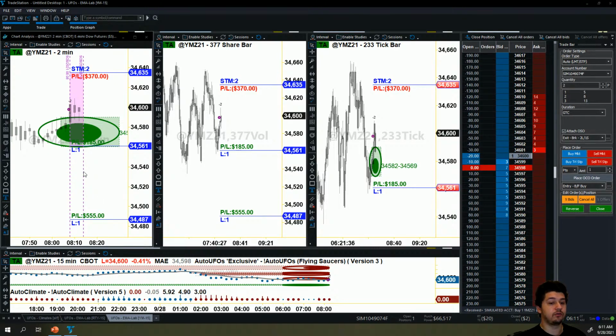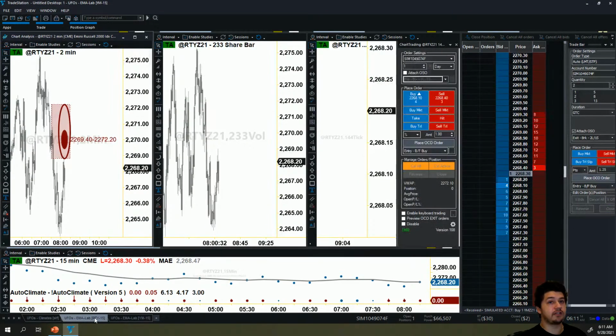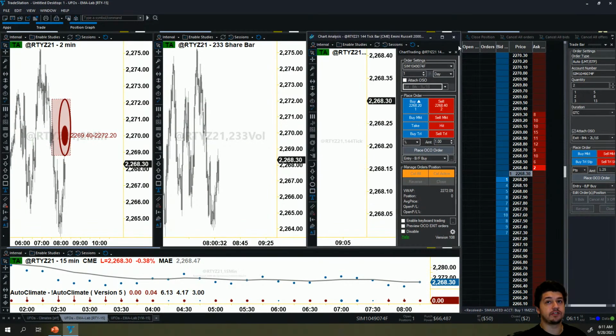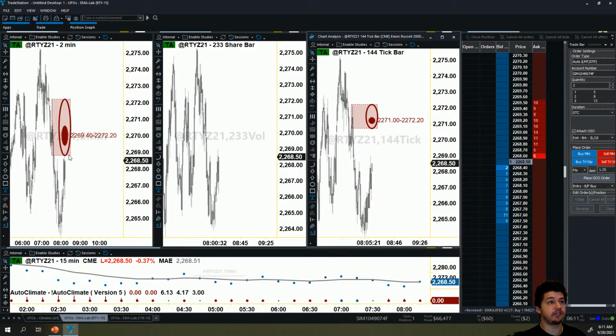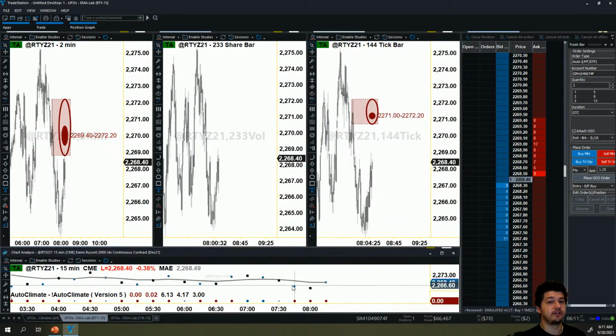Okay, so we're gonna leave that on right there. We're gonna let it do its thing. I just want to check out the Russell, since we obviously already discussed that trade. It is most likely gonna be a very similar scenario, and there it is. With the Russell, still same thing, confirmed climate.